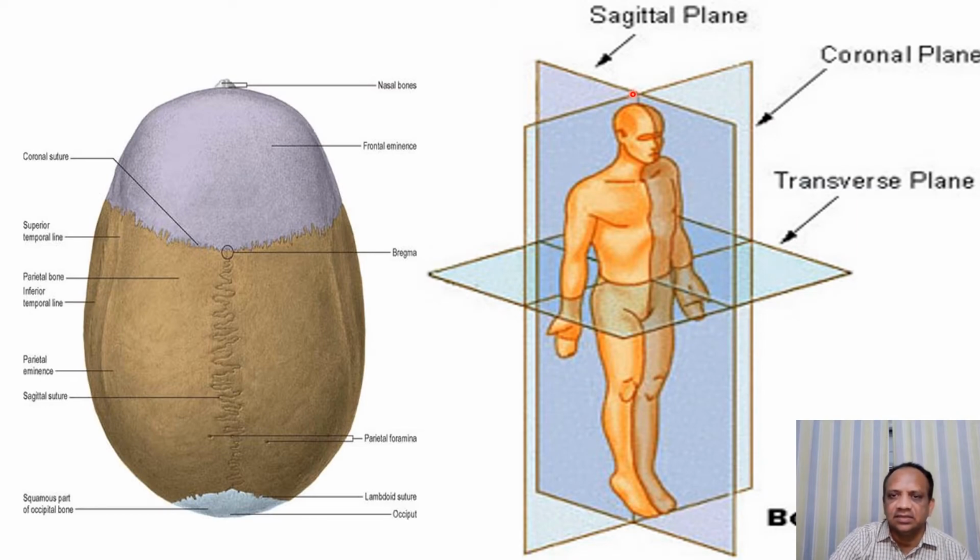You can see this is the sagittal plane, this is the coronal plane, and another plane here is the transverse plane, which divides the body into an upper half and a lower half. The transverse plane divides the body or a part at right angles to its longitudinal axis. Here this is the longitudinal axis, and this divides at right angles to it. That's where an upper half and a lower half are formed.